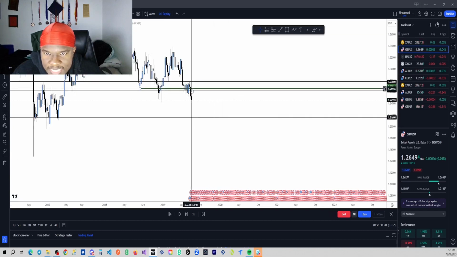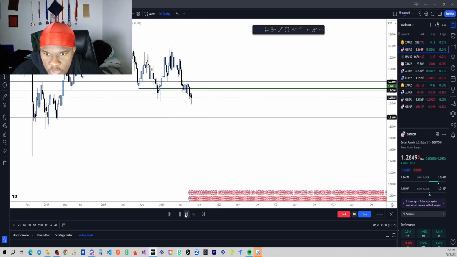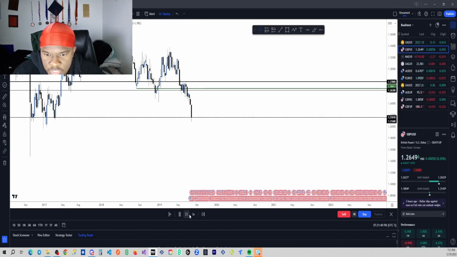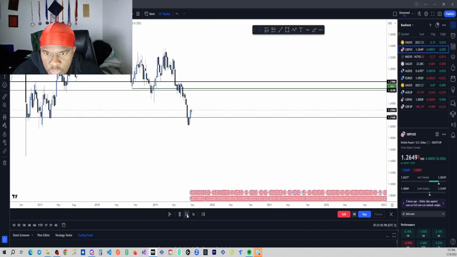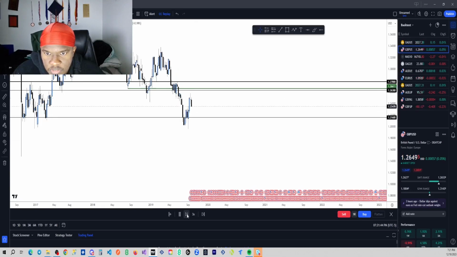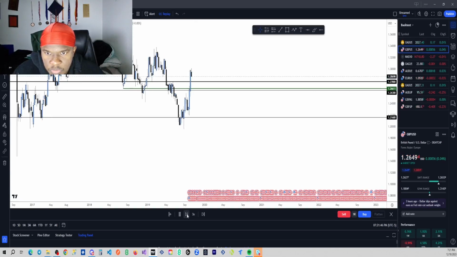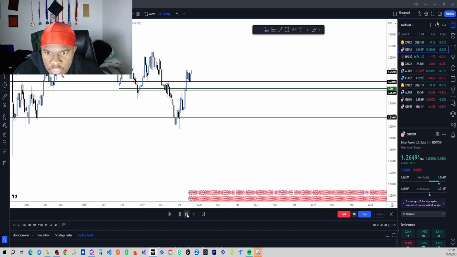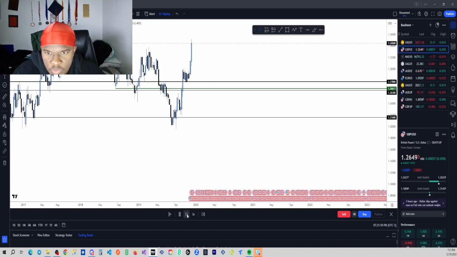Now what I like is this right over here. So this is just a continuation of structure. So we're looking for a retest to continue to the downside. Let's see if we get that retest. Boom, you got a retest. Let's see if price shifts structure or not.